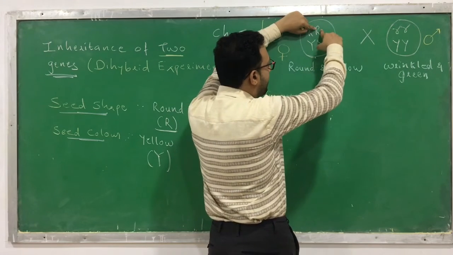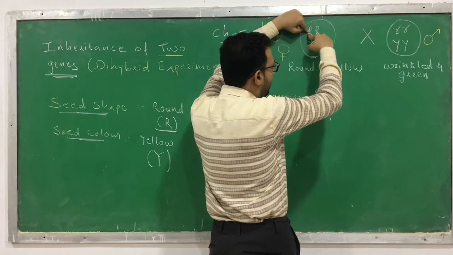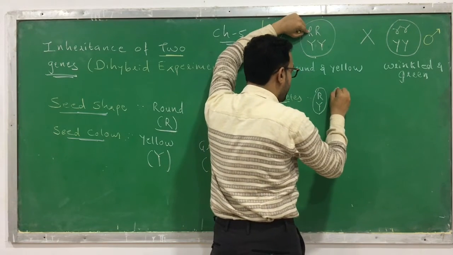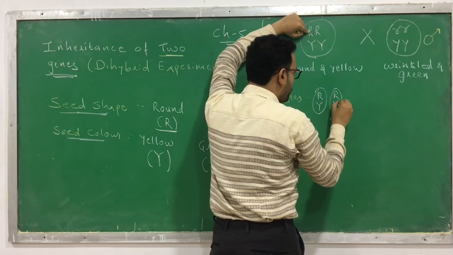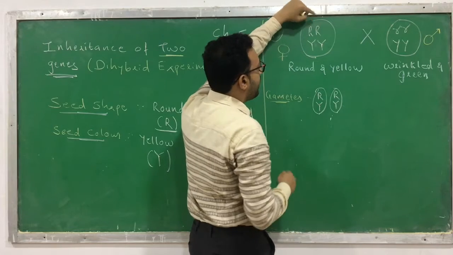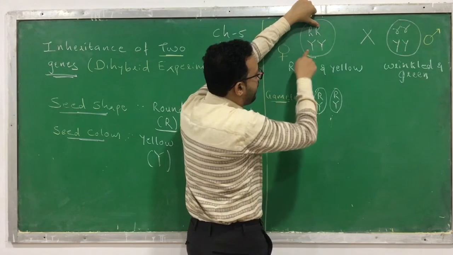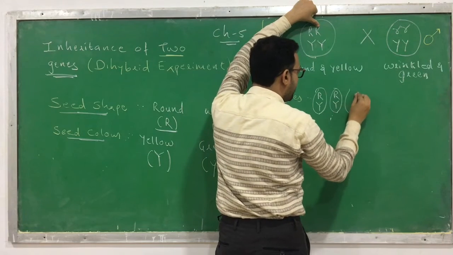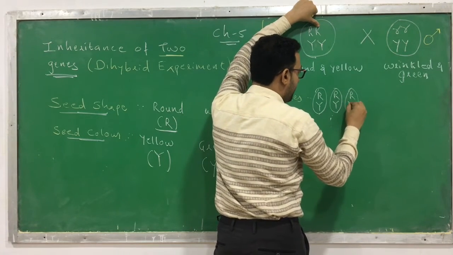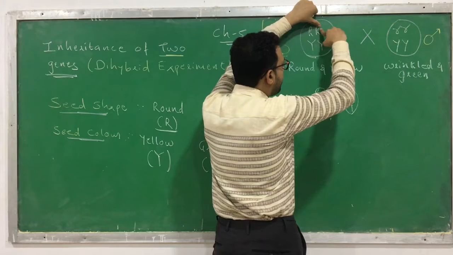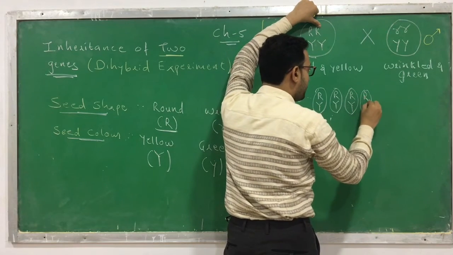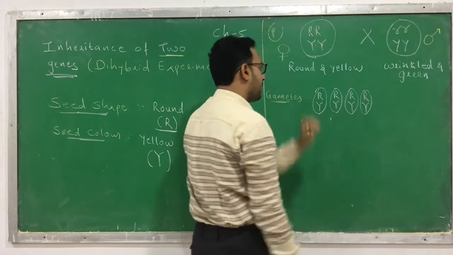The second gamete over here is capital R, small y. I am showing you how to form a gamete. Another possibility, capital R, capital Y. This is the third gamete. Capital R, capital Y. The fourth is capital R, capital Y. This is the fourth gamete which is possible. Clear?